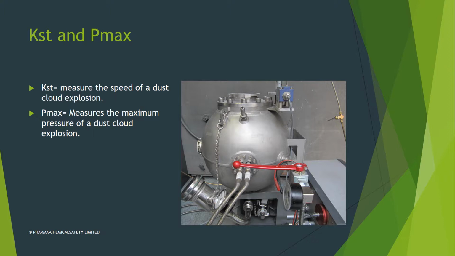KST measures the speed of the dust cloud explosion, so how fast it's going to travel. And Pmax measures the maximum pressure of the dust cloud explosion. So it's going to give you the pressure that it's going to generate and the speed at which that explosion is going to travel. And that's very important, especially the KST, because that number is going to give you the value that tells you what type of dust you have. On the next slide, we're going to talk about it.